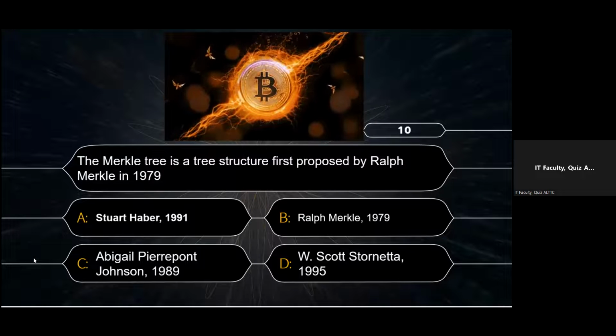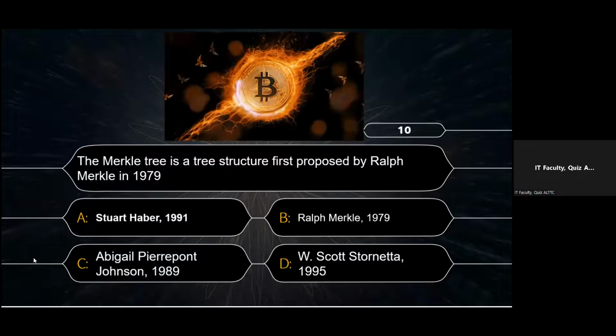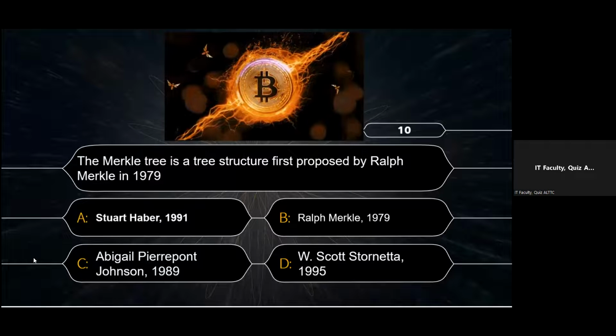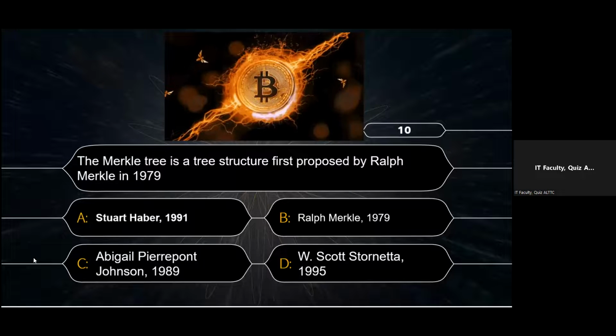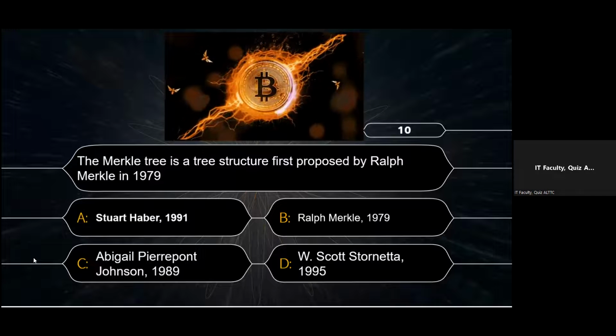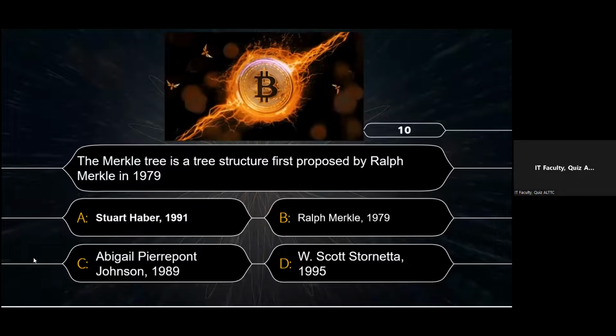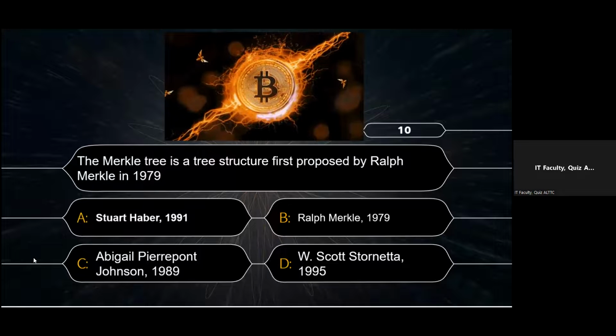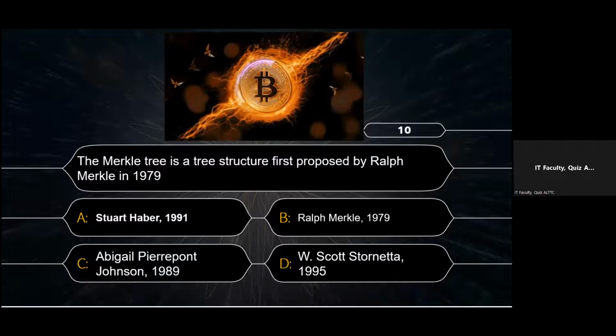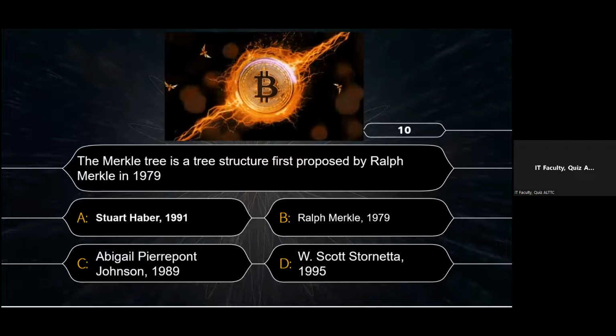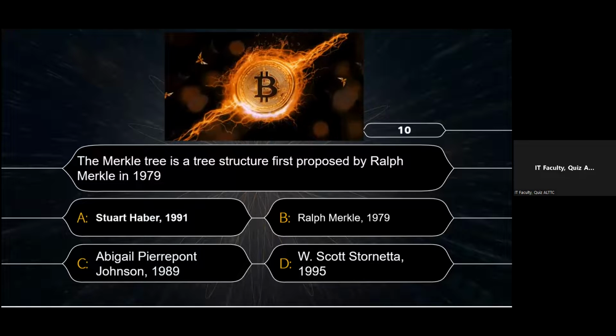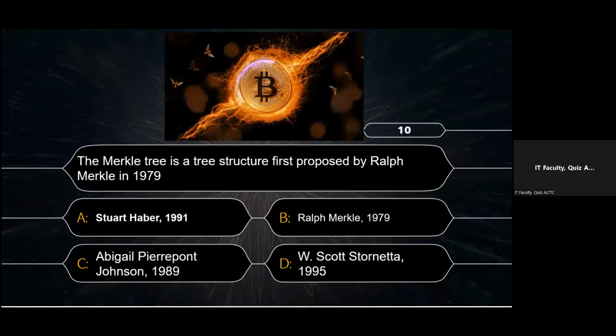Next question is: a Merkle tree is a tree structure first proposed by Ralph Merkle in 1979. Options: Wood Haber 1991, Ralph Merkle 1999, Regal 1990, Spot Data 1995.